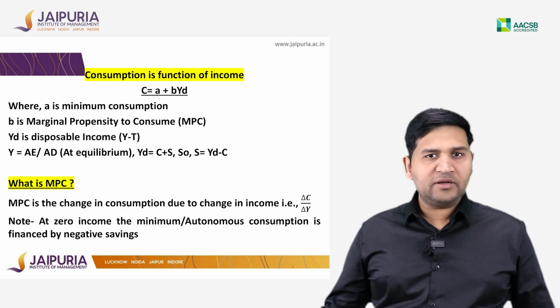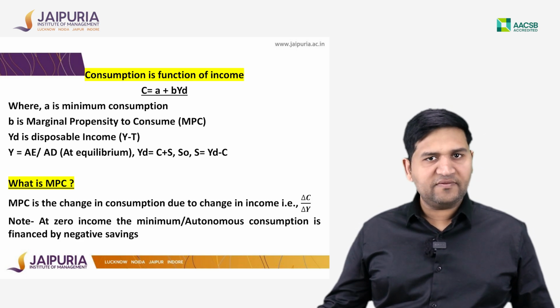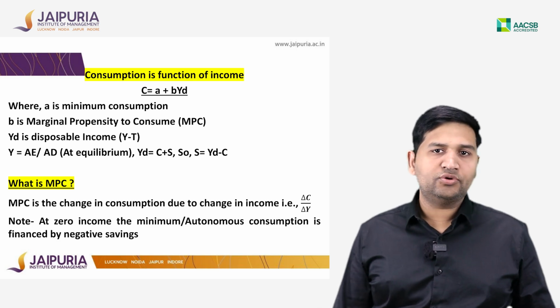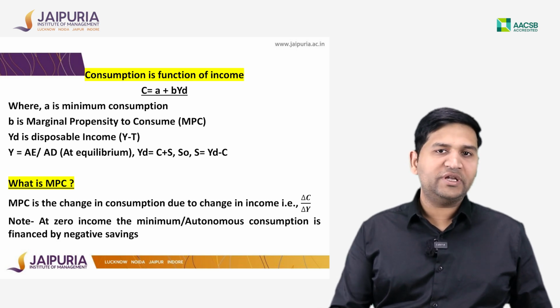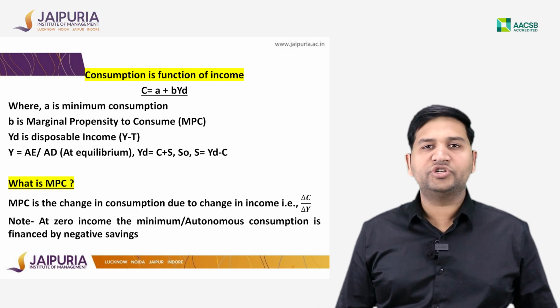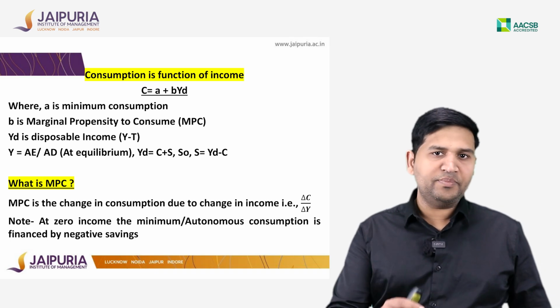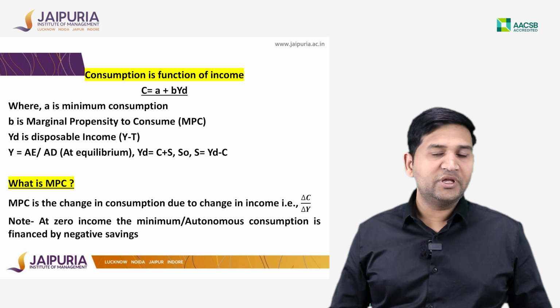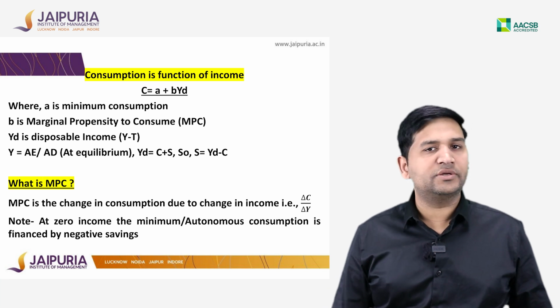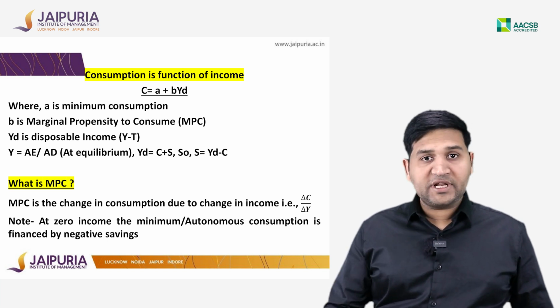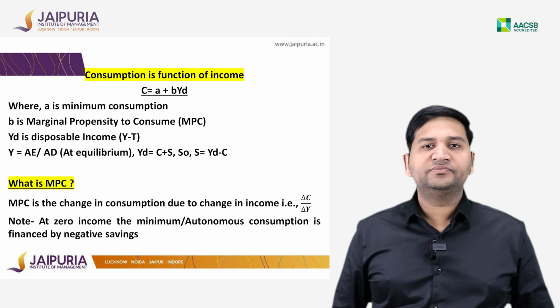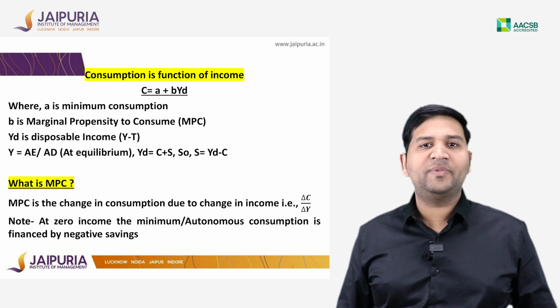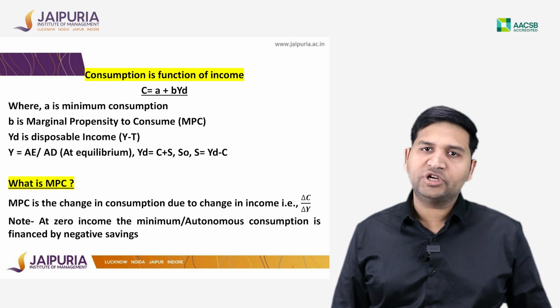Even if your income is zero, that is even if the total income of the economy is zero, people will be consuming some amount of goods and services, and that minimum amount of goods and services despite zero income is known as autonomous consumption. At the same time, B is the slope, and the slope is represented by the marginal propensity to consume.